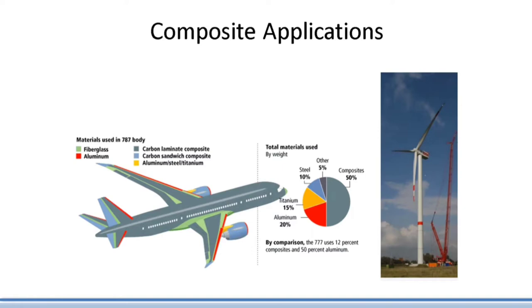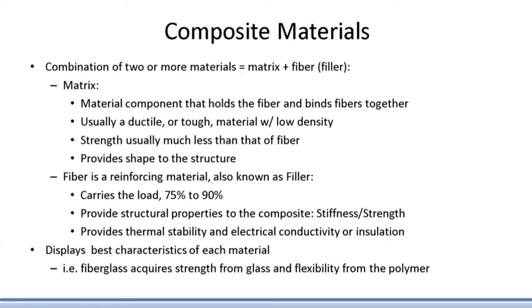But composites really have increased the performance of a lot of systems. And this is very, very good, and that's why it's being used. But they also have a significant amount of downsides. They have upsides and downsides. By comparison, if I were to compare this aircraft to a 777, a 777 used 12% composites and 50% aluminum. So the 787 is a much more advanced system, it's more robust, but also provides higher performance compared to heritage systems. So what are composite materials?